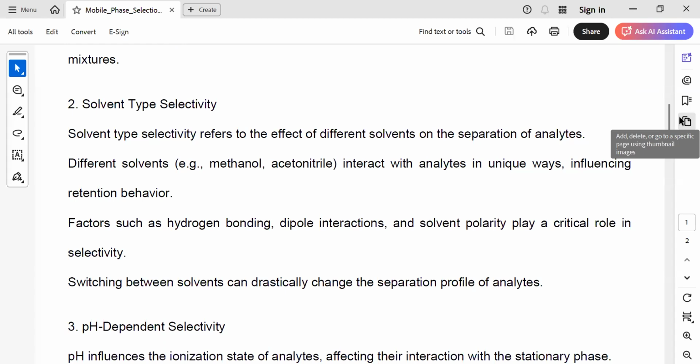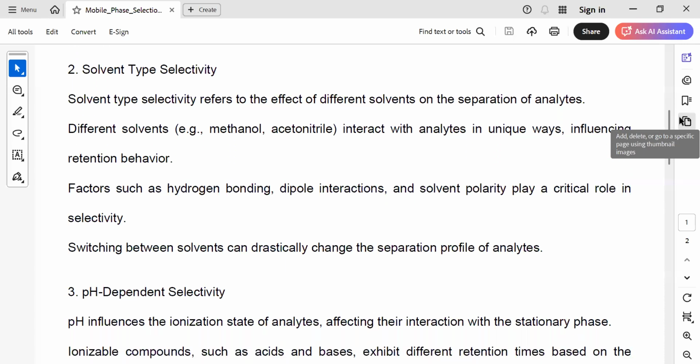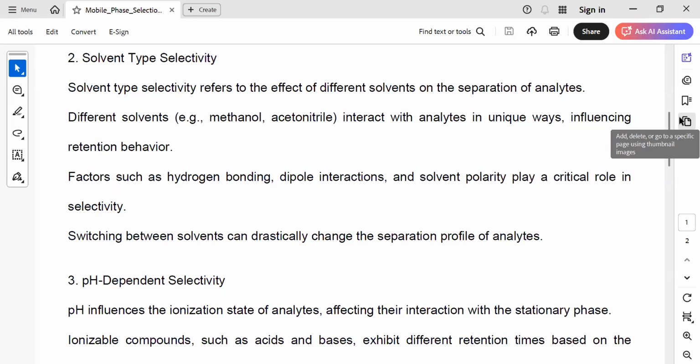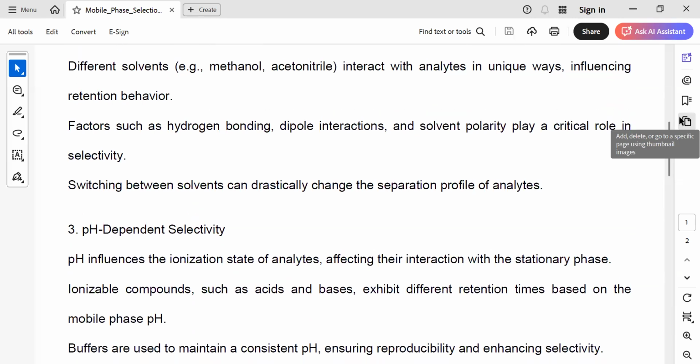Solvent type selectivity means we check the effects of the different solvents on the separation of analytes. Different solvents include methanol, acetonitrile. Basically these are the common, popular solvents which are used. They interact with the analytes in unique ways, influencing the retention parameters. Factors such as hydrogen bonding, dipole interaction, and solvent polarity play a crucial role in selectivity. Switching between the solvents can drastically change the separation profile of the analytes.